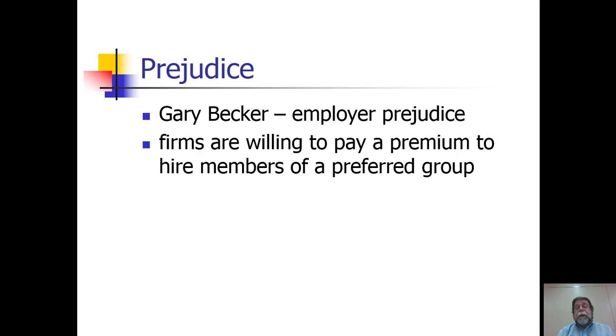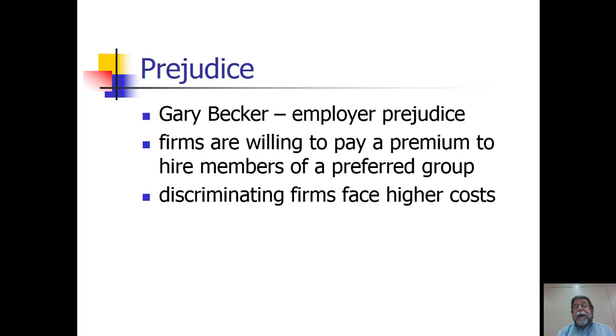Employer prejudice occurs when firms are willing to pay a premium to hire members of a preferred group, and conversely, are only willing to hire members of the non-preferred group when wages are sufficiently low to compensate for their distaste for that group. One thing that should be obvious is that if a primary cause of discrimination is employer prejudice, the firms that engage in discrimination must face higher costs because they're paying more than they need to in order to produce any given amount of output.